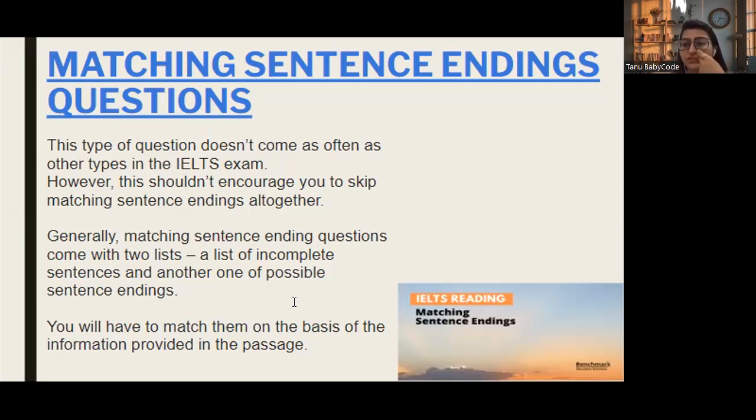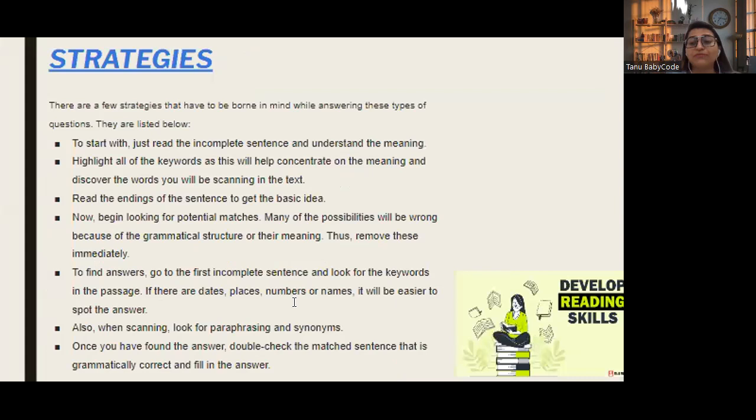Like we do the multiple choice questions. So what you have to do is match them on the basis of information provided in the passage. Here is the list of incomplete sentences. Here are the answers for the endings, right? There are sentence endings and you have to match them. So I'm going to provide you some strategies on how quickly you can find your answer. There are a few strategies on my screen. Have a look. And then we are going to discuss one strategy you have to apply.